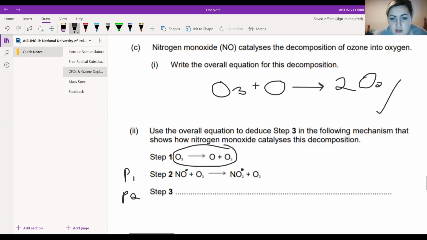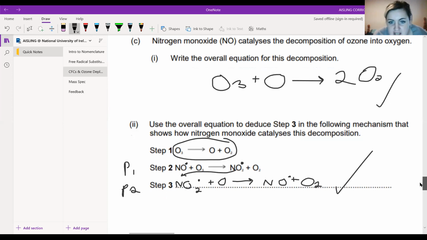So propagation 2 goes down here, and we know that there's an NO2 radical. What does it react with? The difference between this and the chlorine radical one is just the one oxygen in the atmosphere, and we're going to make an NO radical plus an O2. There we go. Hopefully you can kind of see that. And that's that done. Marks got. Scrolling down a bit more.